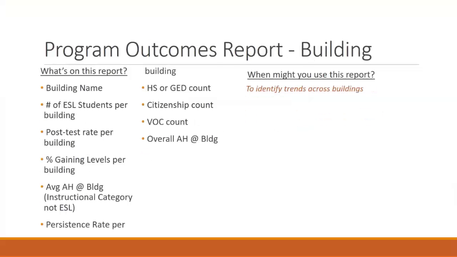Then we have a program outcomes report by building. So this is just another outcomes-focused report that is actually stratified by building. So if you are a provider that uses multiple buildings, I assume that a lot of us are remote right now, so this might not be that relevant during this fiscal year, but it will help you see whether or not there are different outcomes or trends across different buildings in your program.